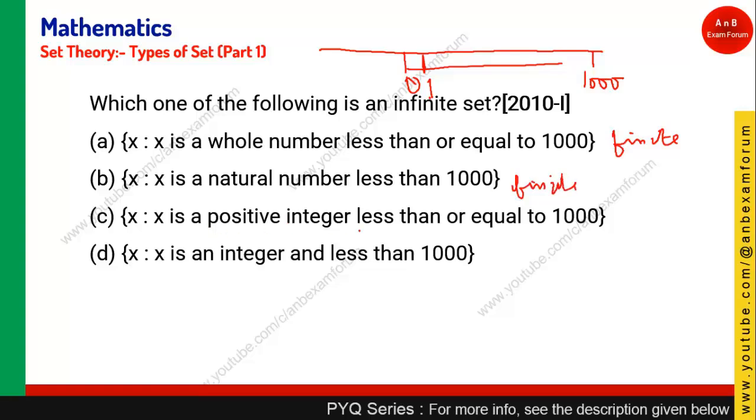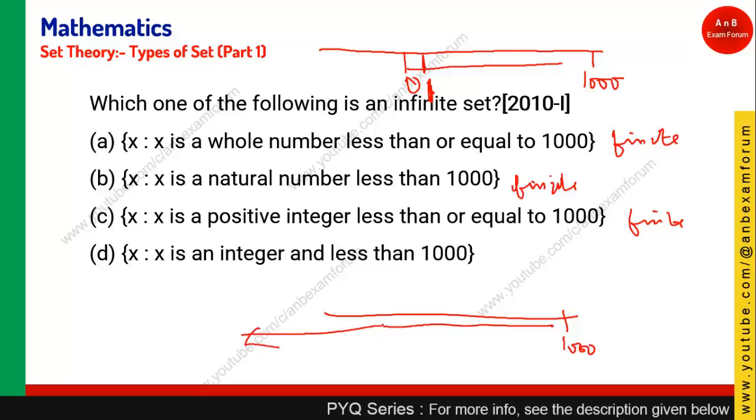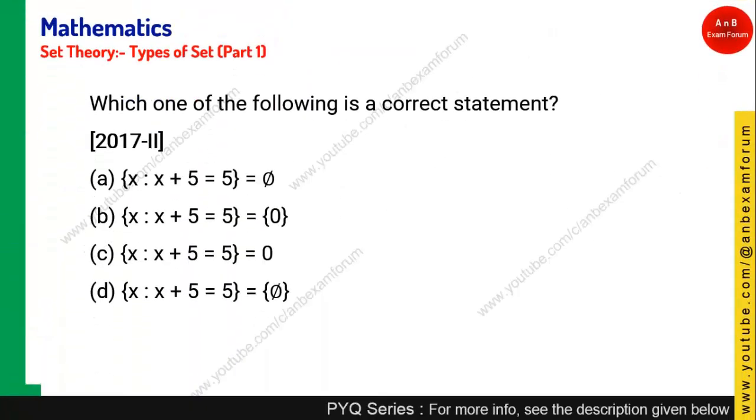Let's see the next one. Positive integer less than or equal to 1000. Positive is what? 1 is positive, 1 to 1000, again this is a finite set. Whereas x is an integer and less than 1000. So this is 1000. All the integers beyond 0 are negative integers also. It can go anywhere, so this will become infinite on the other side. So it is an infinite set. So option D, those who have given it, well and good, they are right.